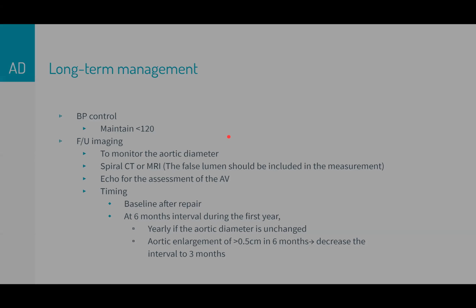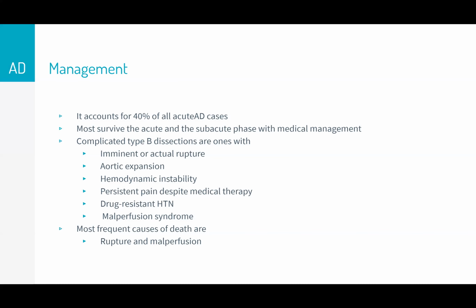So for type B, and I'll make it short because it took more than half an hour, I think. Type B accounts for 40% of all acute aortic dissection. Most of the patients survive the acute and subacute phase of the medical management.